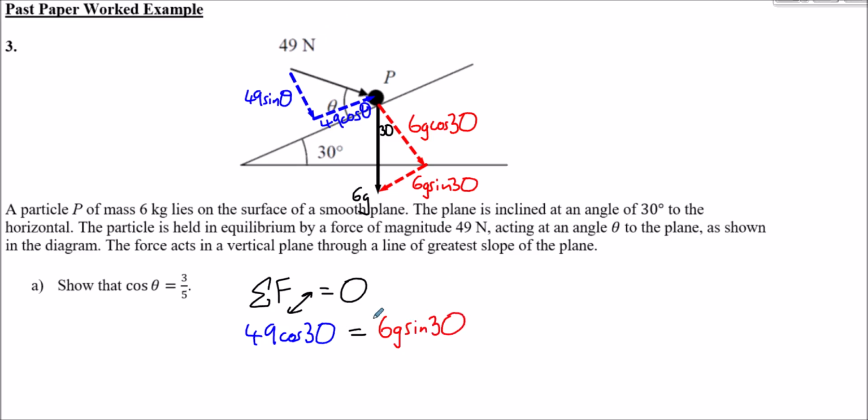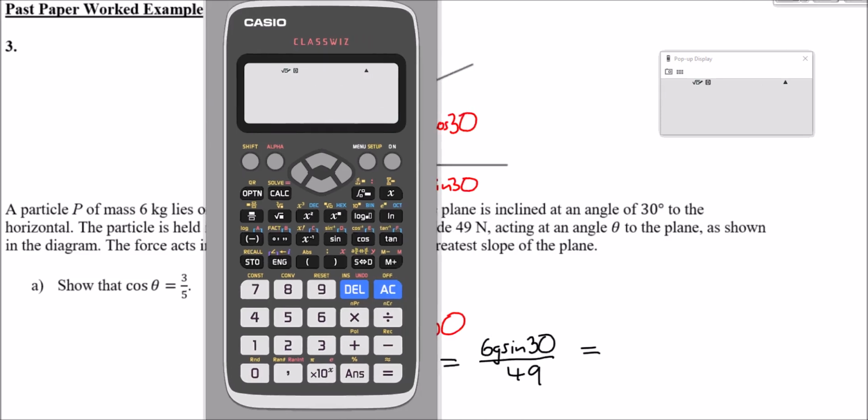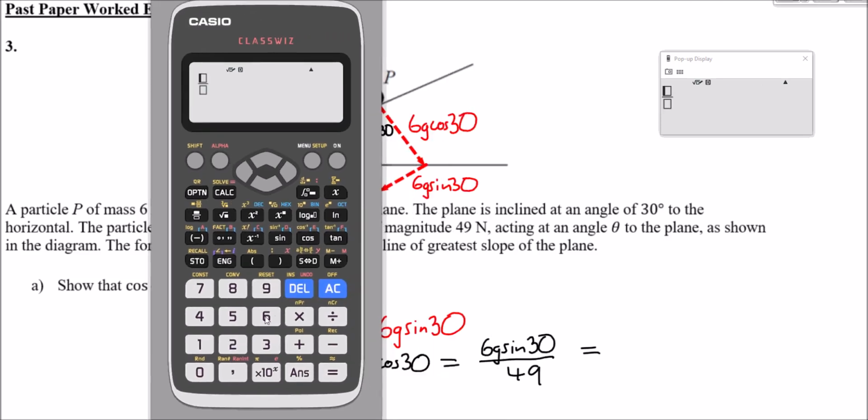Therefore, if we isolate cos theta by dividing both sides by 49, we get 6g sine 30 over 49. So let this do the hard work for us. So 6 times g, which is 9.8, multiplied by sine of 30, all of which is divided by 49. That's going to give us a value as required as 3/5.